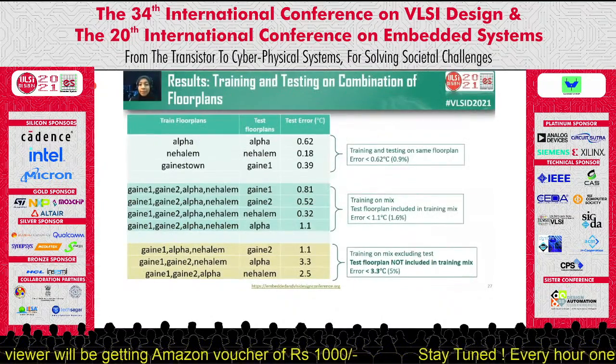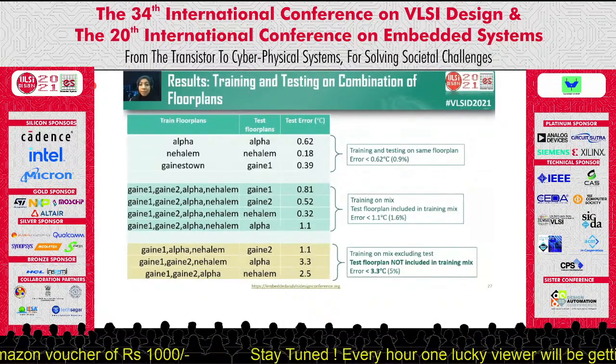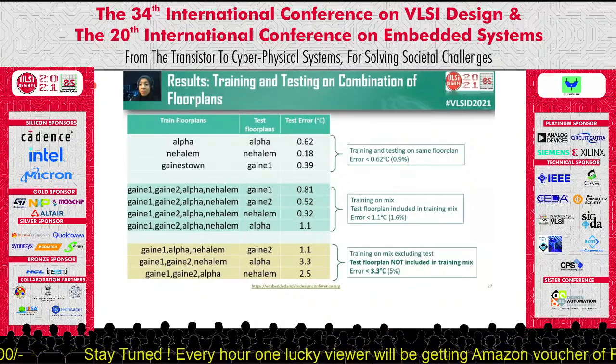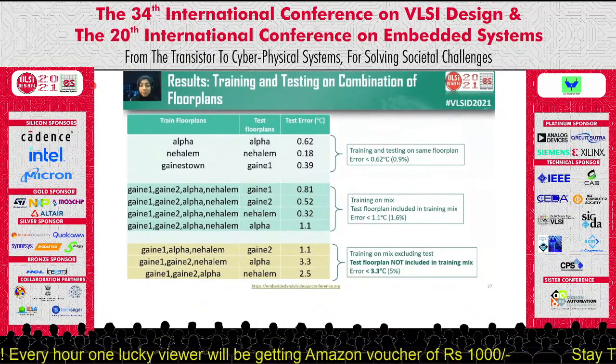Next, we train and test on a combination of floor plans. So when we have training and testing data from power profiles from the same floor plans, then the error is under 0.62 degrees Celsius or under 1%.